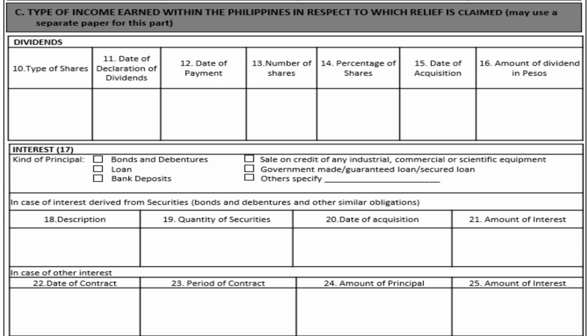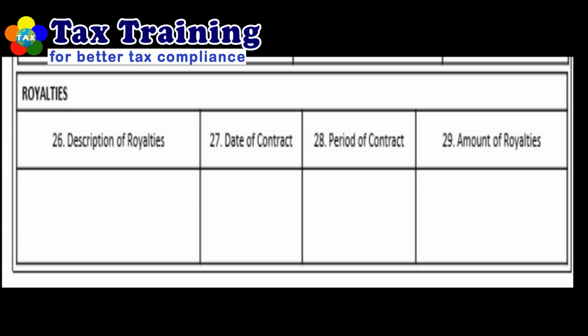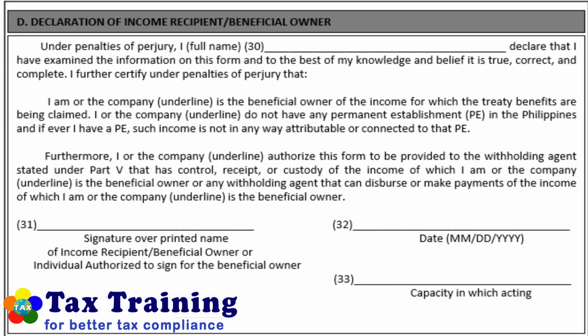In case of interest derived from securities, bonds, and debentures and other similar obligations, description, quantity of securities, date of acquisition, amount of interest. In case of other interest, date of contract, period of contract, amount of principal, amount of interest. For royalties, description of royalties, date of contract, period of contract, amount of royalties. So letter D, declaration of income recipient or beneficial owner.